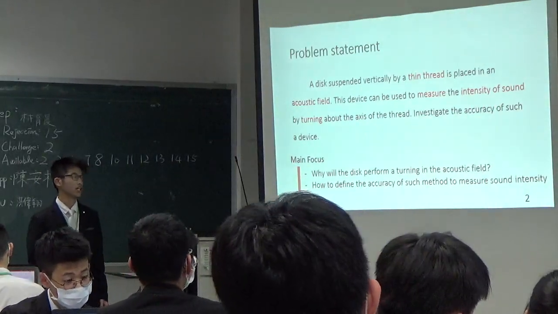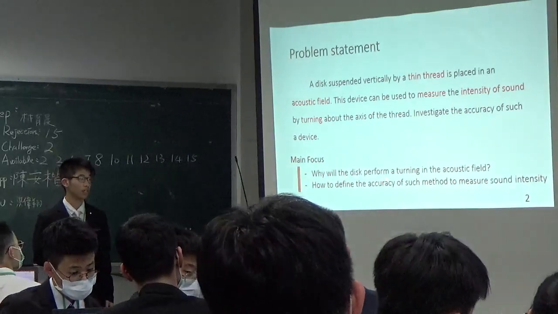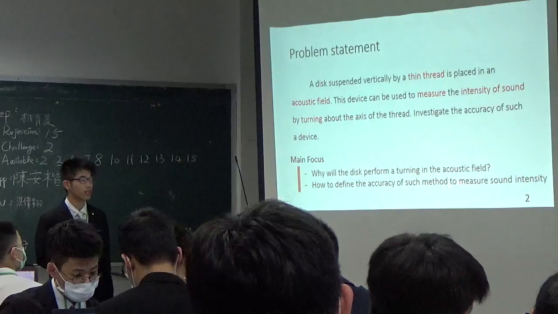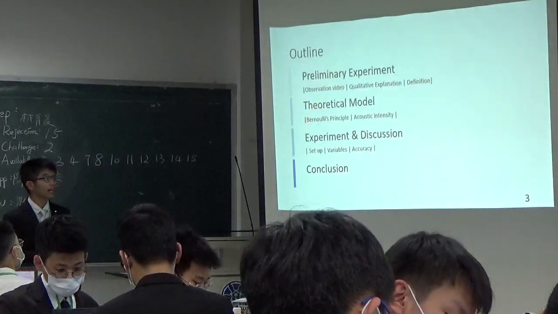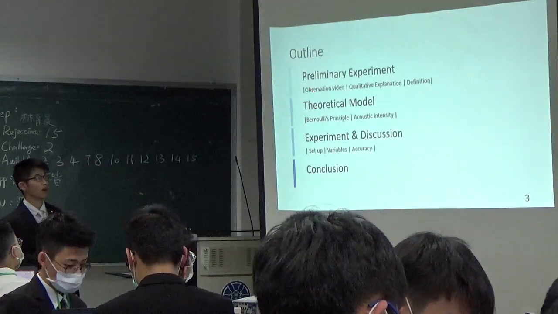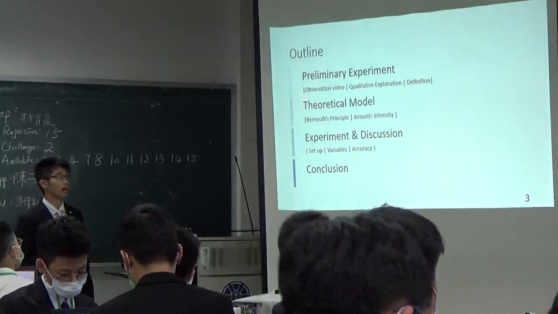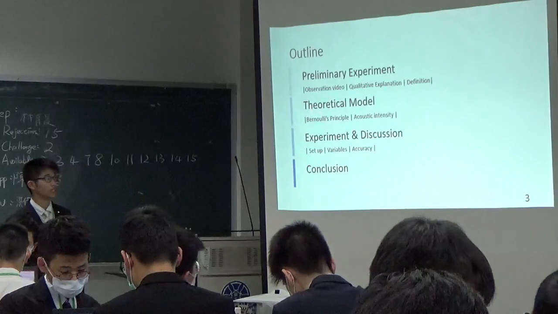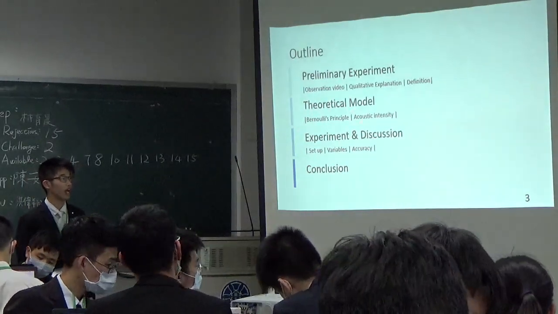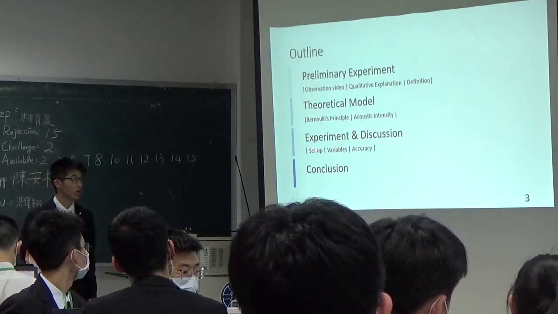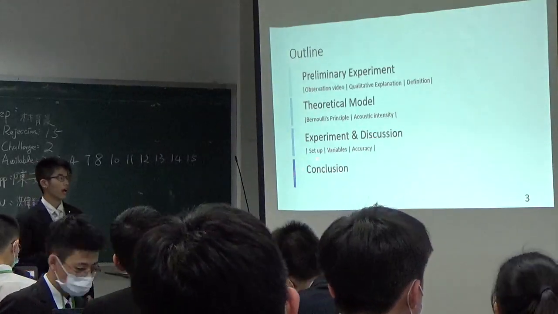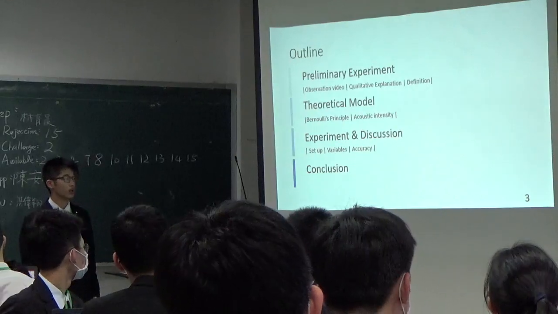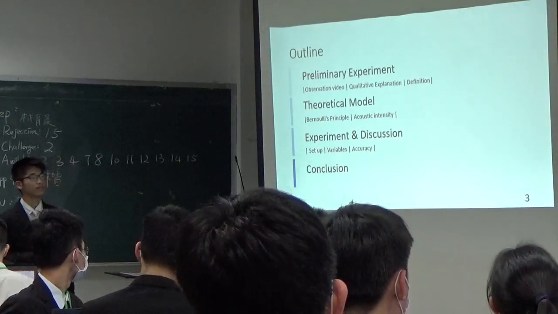And we mainly focus on why the disk will perform a turning in the acoustic field, and how to define the accuracy of such a method to measure sound intensity. This is my outline. First, I'm going to talk about my preliminary experiment, which covers the observation video, qualitative explanation, and the definition. Second will be the theoretical model, about Bernoulli's principle and acoustic intensity. The third will be experiment and discussion, with our setup and variables, and a discussion about the accuracy. And last will be the conclusion.